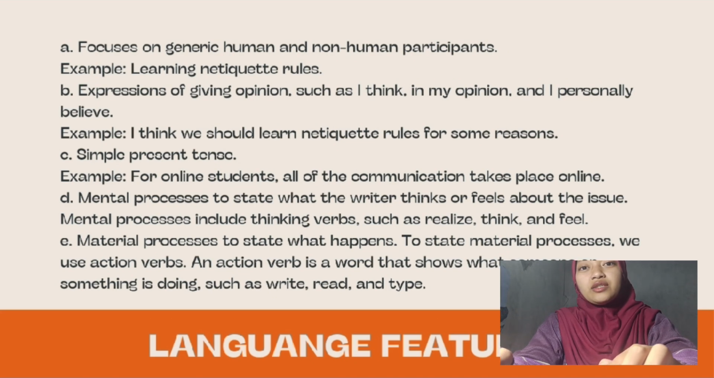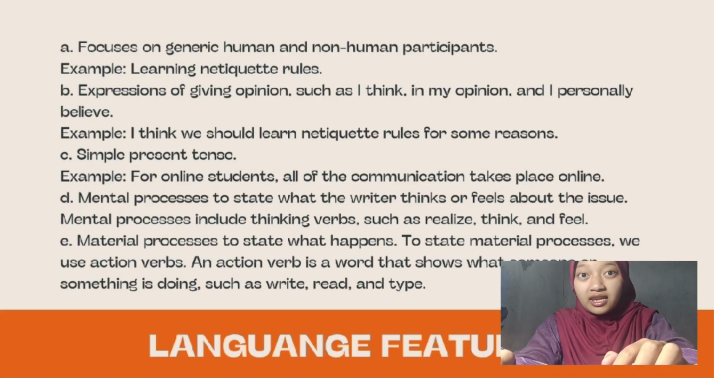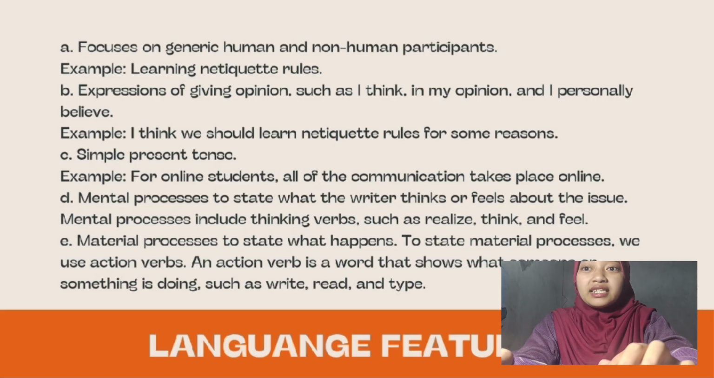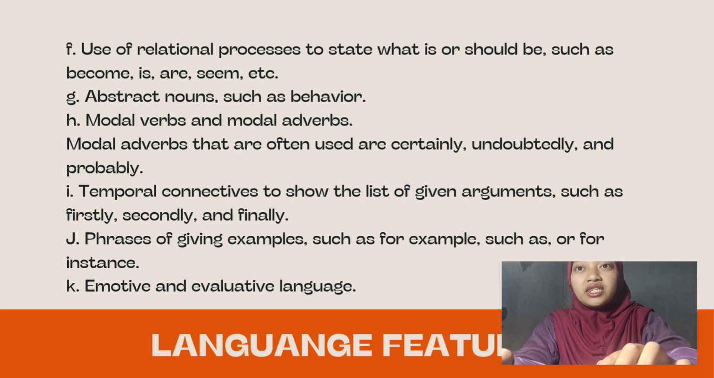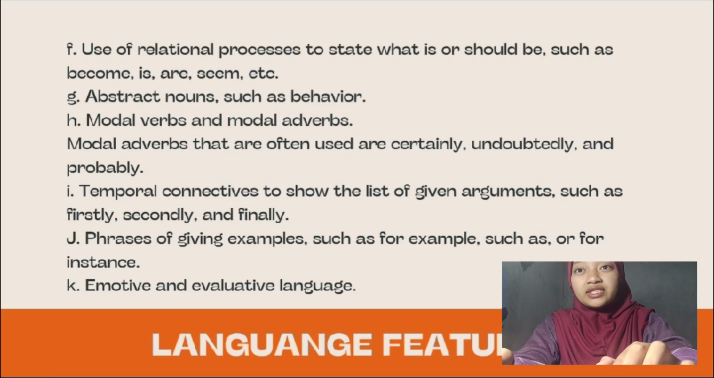D, mental process to state what the writer thinks or feels about the issues. Include thinking verbs such as realize, think, and feel. We need to realize that our environment condition now is pathetic. E, material processes to state what happens. To state material processes, we use action verbs, which is doing, such as write, read, and type. F, use relational processes to state what is or should be, such as become, is, are, seem, etc.